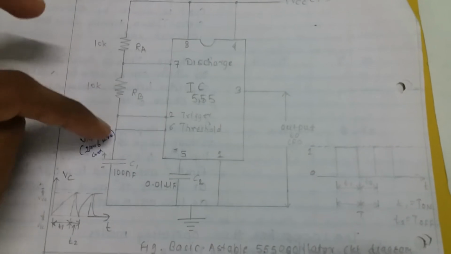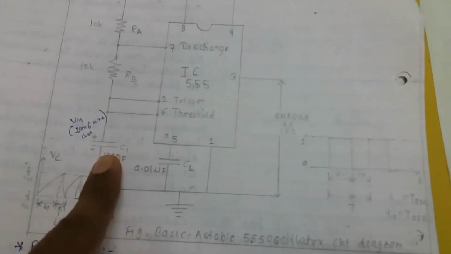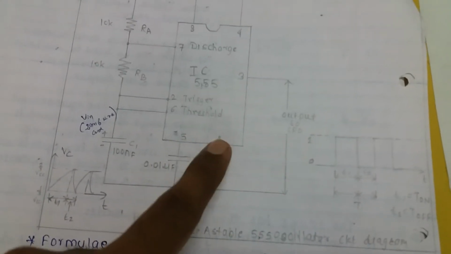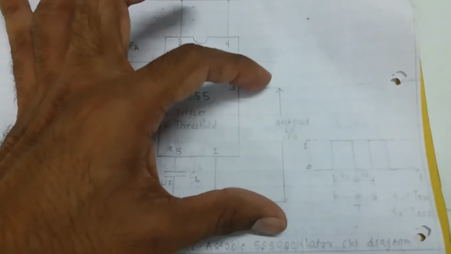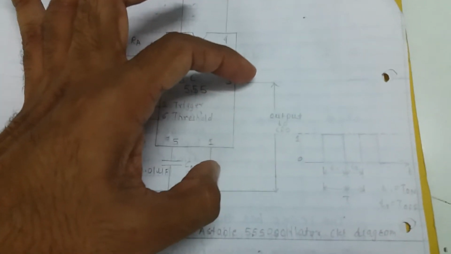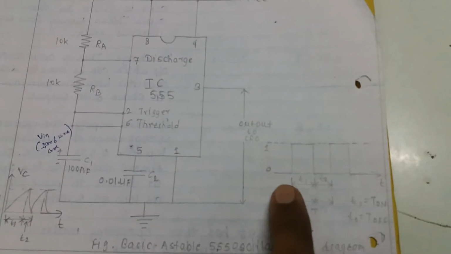Pin 2 to 6 you will connect short circuited, and 6 to ground through the capacitor. Similarly, 5 to ground through a capacitor. Similarly, pin 1 is directly connected to ground. If you want to see the result, you can connect the output in the CRO, pin 3 with respect to ground. Then you will get a waveform like this.